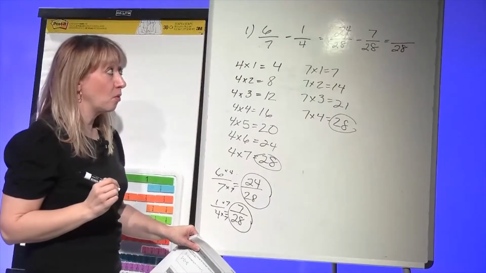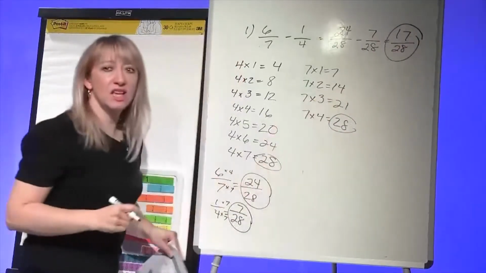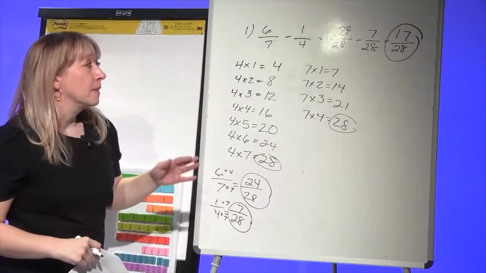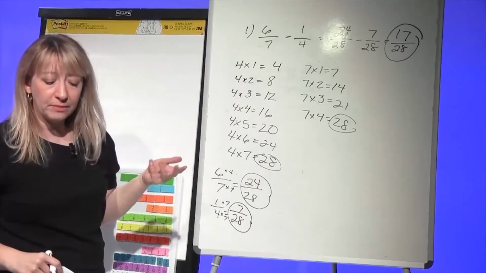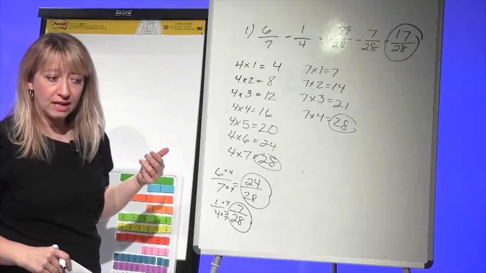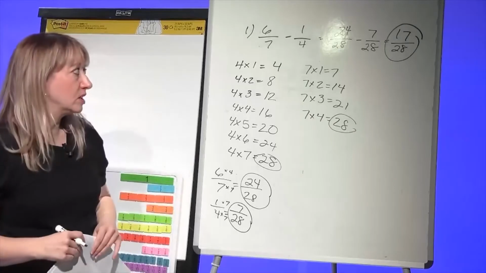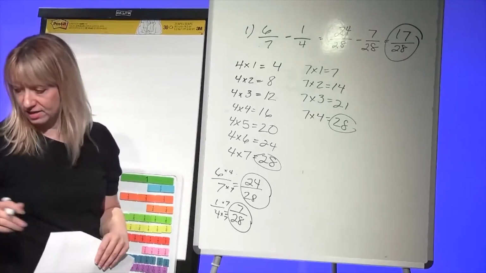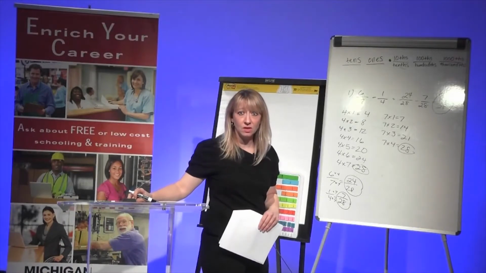And then 24 minus 7, I have 17/28. This one you cannot reduce. You always want to check and see if you can reduce it. 17 is a prime number. You can't divide it by anything other than 1 or 17. So there's no reducing here. Just always double check to make sure that you can't reduce or you don't need to reduce.